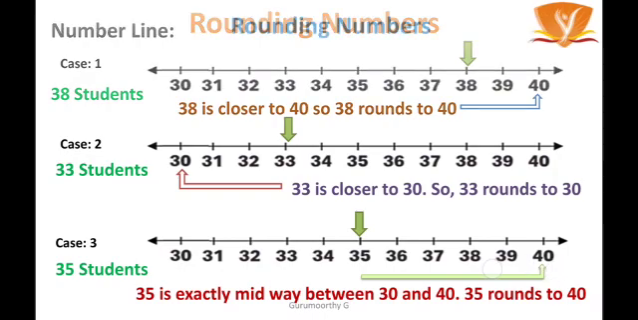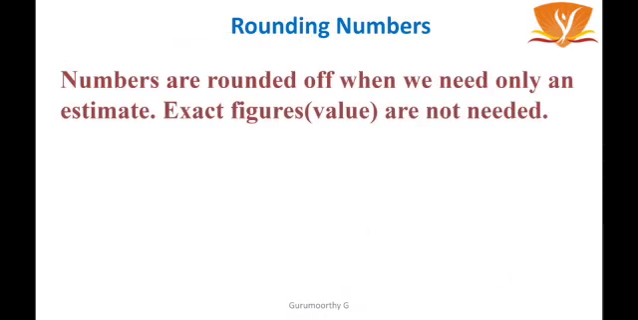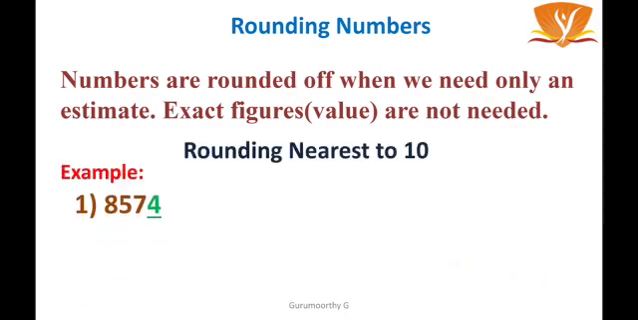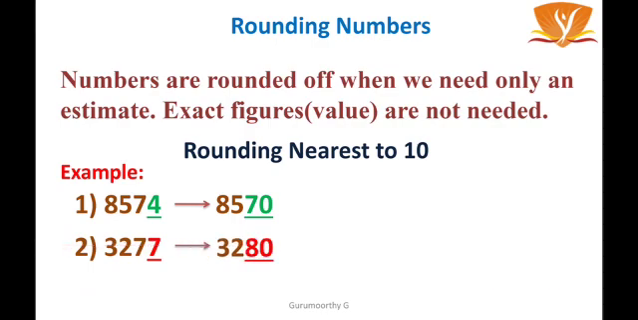So we conclude that numbers are rounded off when we need only an estimation. Exact figures are not needed. Example, 8574 rounded to the nearest 10 is 8570. Next one, 3277 rounded to the nearest 10 is 3280. Next one, 4565 is rounded to the nearest 10, 4570.